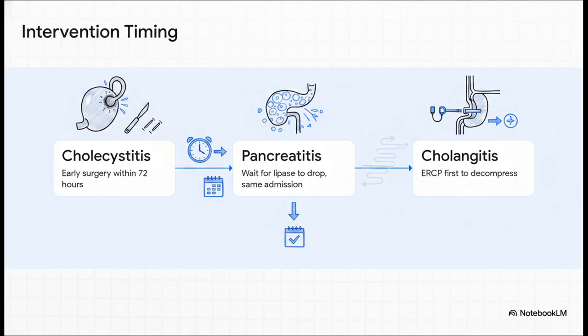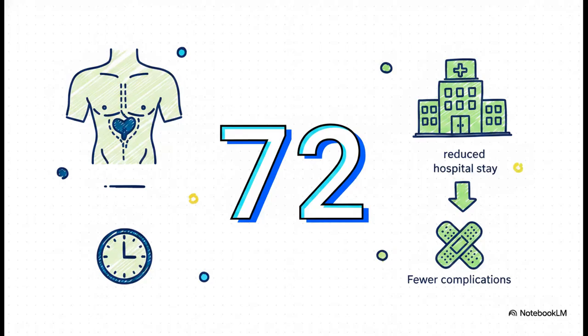And for ascending cholangitis, the definitive first step isn't even surgery. It's an ERCP to endoscopically decompress the tree. And I really want to highlight this specific number, 72. You have a 72-hour maximum window from admission to execute an early cholecystectomy for acute cholecystitis. Hitting that window drastically cuts down both total hospital stays and major complication rates.